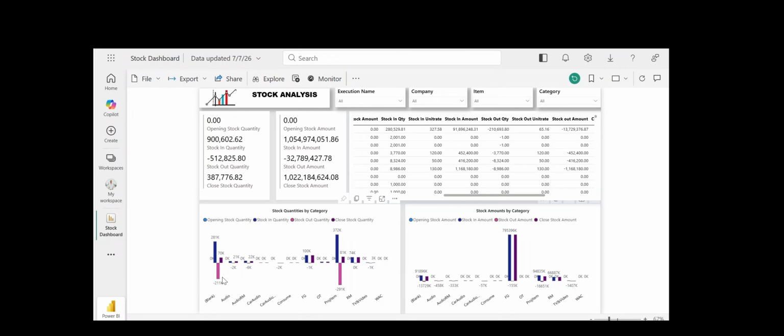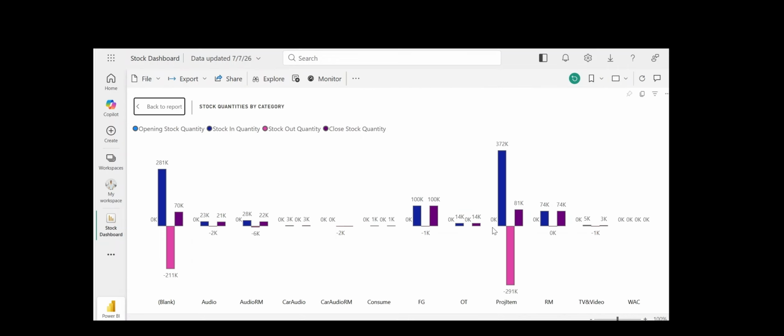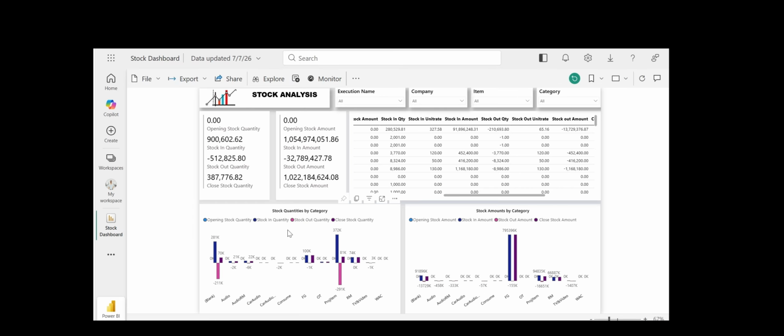The first chart, stock quantities by category, compares opening stock, stock in, stock out, and closing stock quantities across inventory categories such as finished goods, raw materials, and other inventory classifications. This visualization makes it easy to understand inventory movement patterns and identify categories experiencing high consumption or stock accumulation.